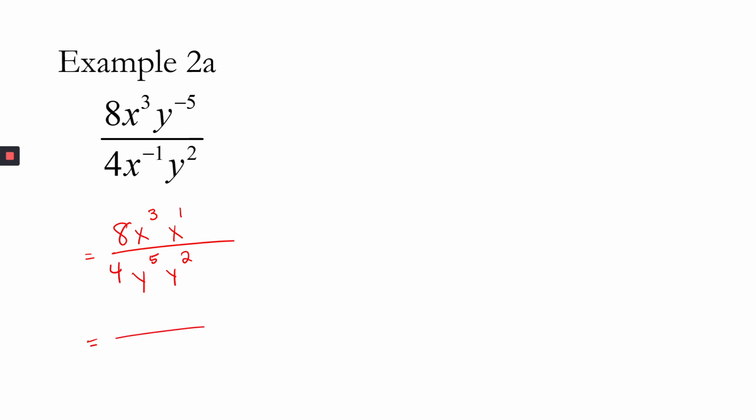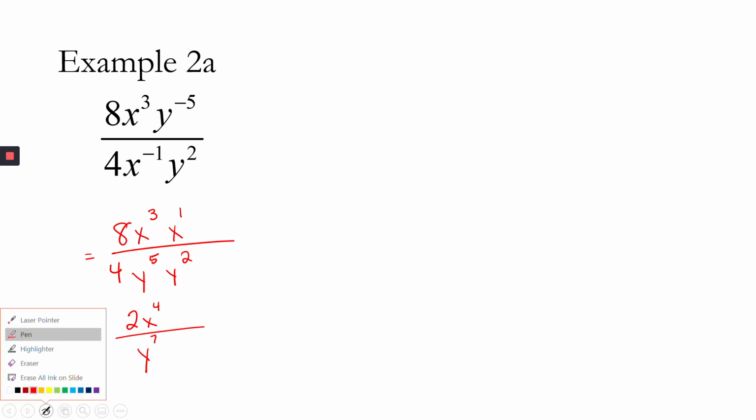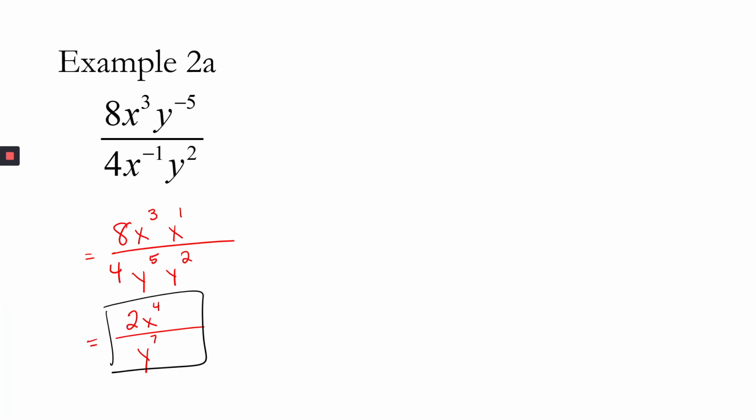So now we're ready to simplify. With our real numbers, 8 divided by 4, that just gives us 2. The x's, we're going to use our product rule, which tells us we will add our exponents. And then the same thing happens on the bottom with the y's. We're going to add those exponents. 5 plus 2 gives us 7. And there's our final answer for that one.